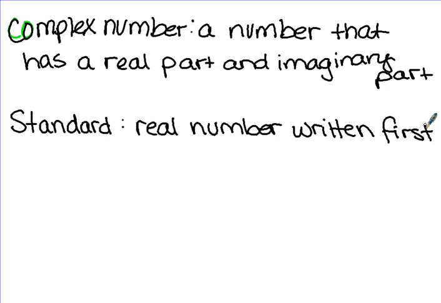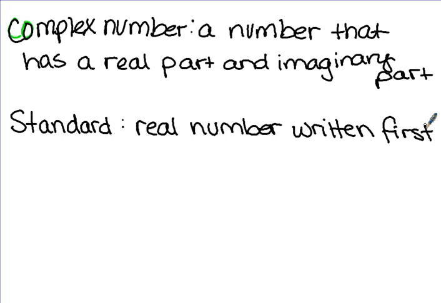So a complex number is a number that has a real part and an imaginary part. When we write the real number first, it's written in standard form. Now, we're going to be dealing with division of complex numbers. But first of all, let's talk about products of complex conjugates.